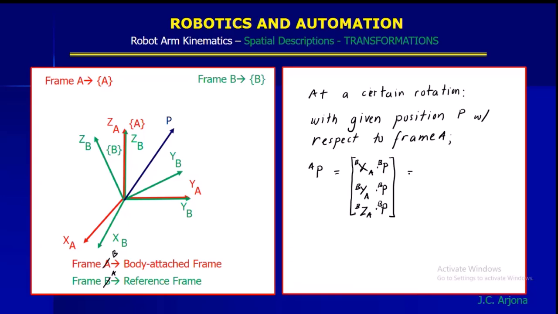This is equal to the rotation P to A, P to B. So this one equals the rotation, multiplied with P to B. Therefore, our P to A has the equation R B to A multiplied with P to B.